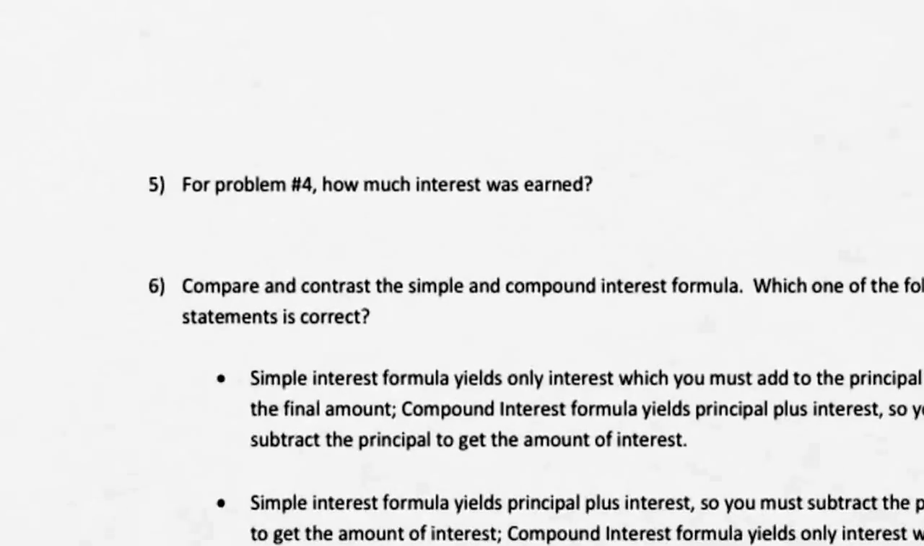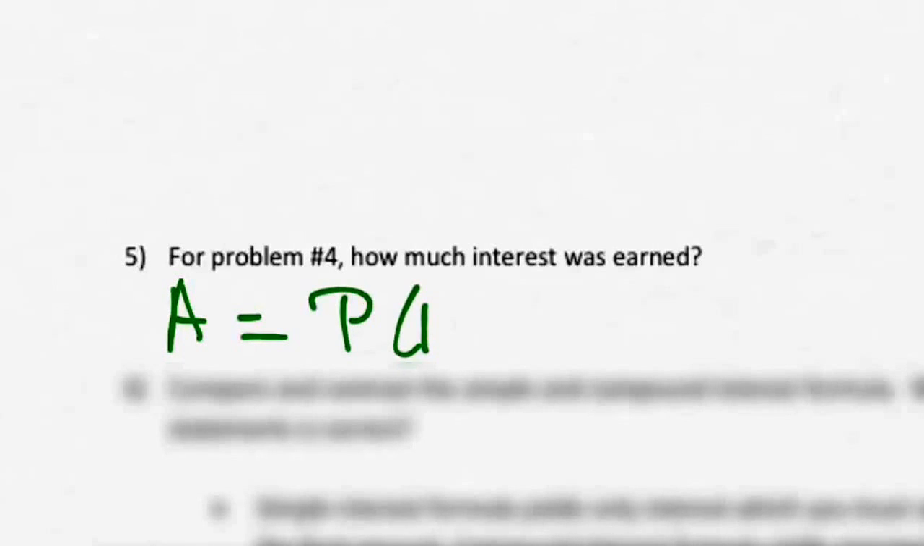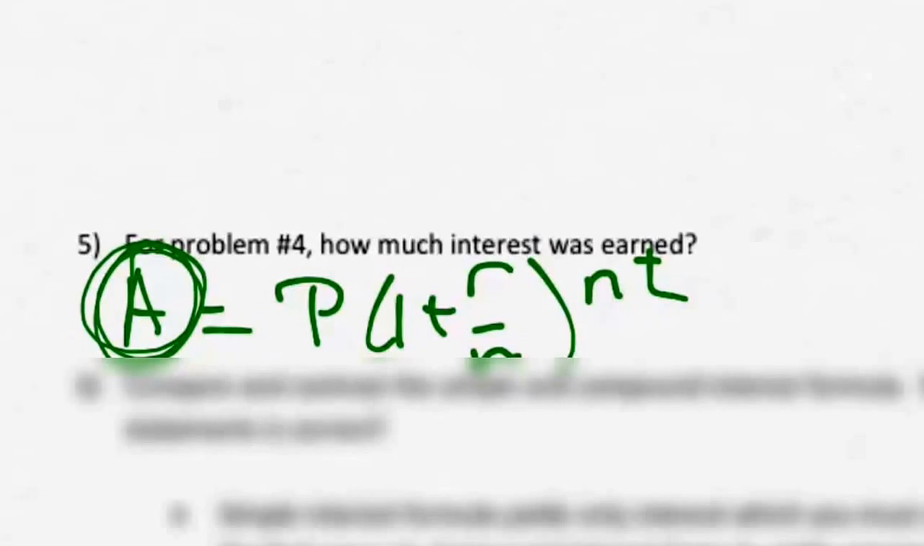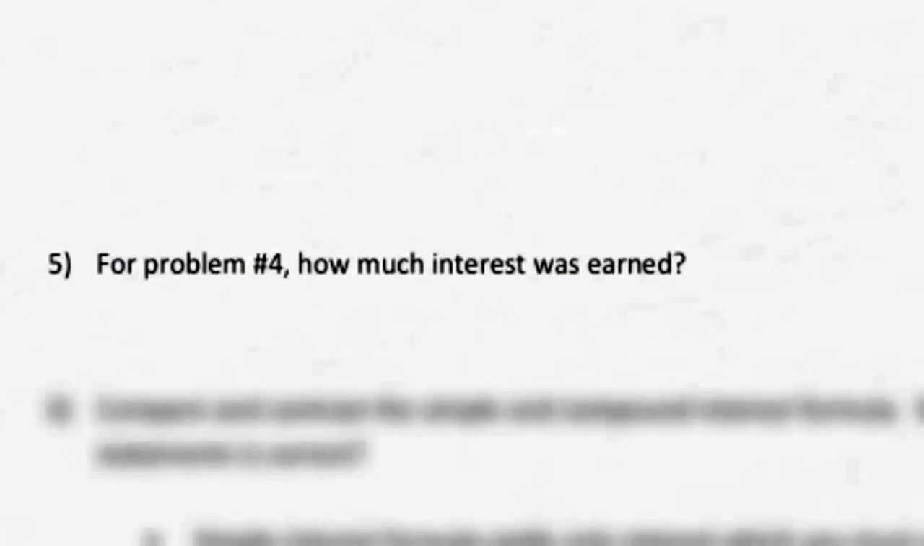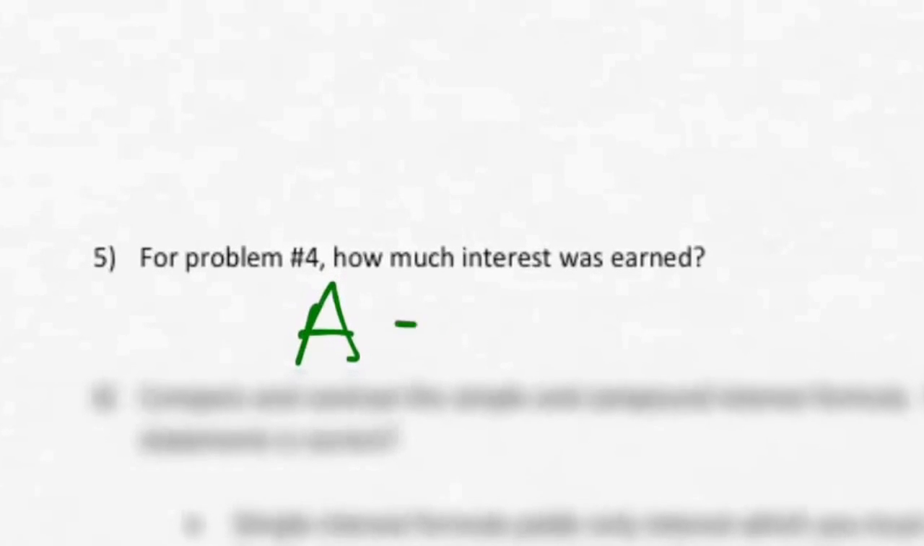Problem number 4, how much interest was earned? Now, when we have the A equals, and then all of the rest of that, so the P and then 1 plus R over N, all raised to the NT power, then this gives me the total amount that's in the account. So since that's the total amount that's in the account, then that's everything, the interest included, and also the principal. So what we're going to need to do is we're going to need to go back and find the A and then subtract off that P.